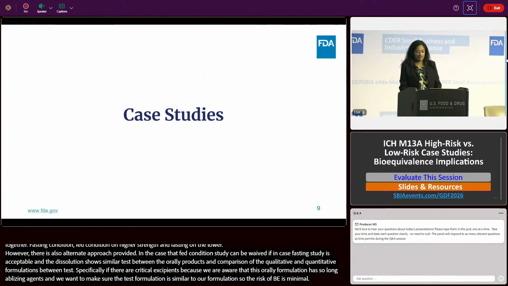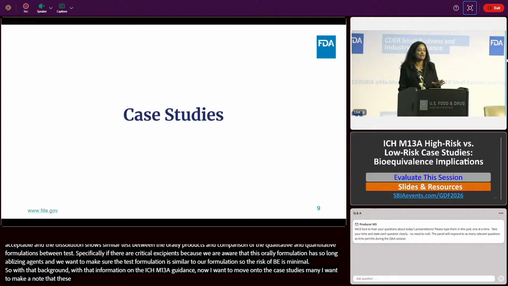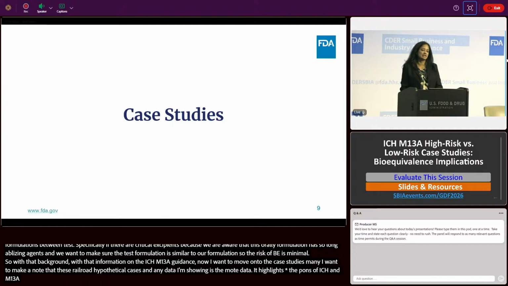So with that background, with that information on the ICH M13 guidance, now I want to move on to the case studies. I want to make a note here that these are hypothetical cases, and any data I'm showing is mock data. So the case studies highlight the importance of ICH M13 guidance and how it gets implemented during the BE assessment when the ANDA submissions are received.